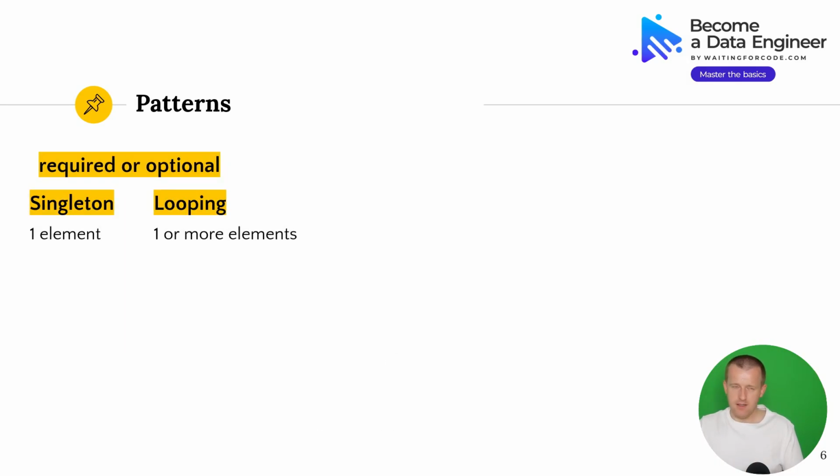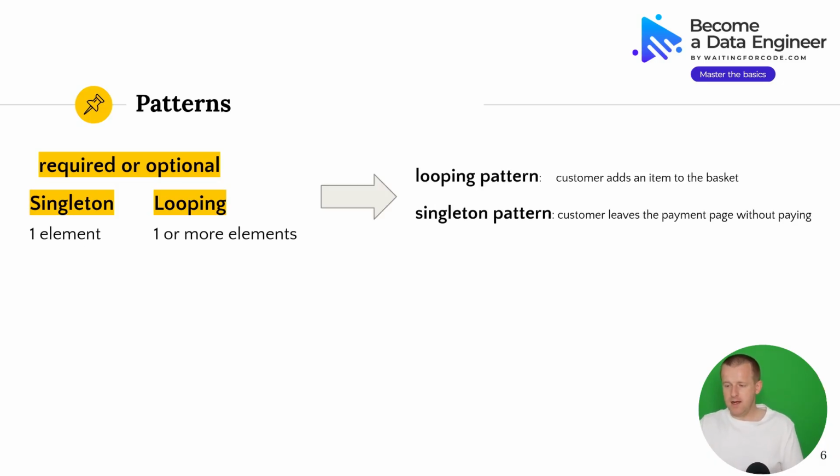So there are different classifications for the patterns. The first one is that the pattern can be required or optional. The second one, it can be a singleton, so you need only to find one element, or a looping pattern, so one or more elements. An example of the looping pattern is a customer adding some items to his or her basket, because the customer can add multiple items to the basket, not necessarily at the same time.